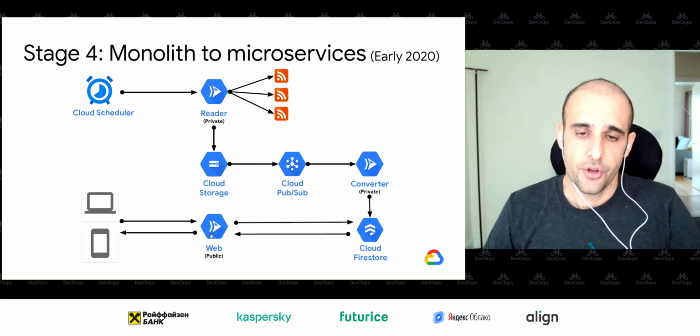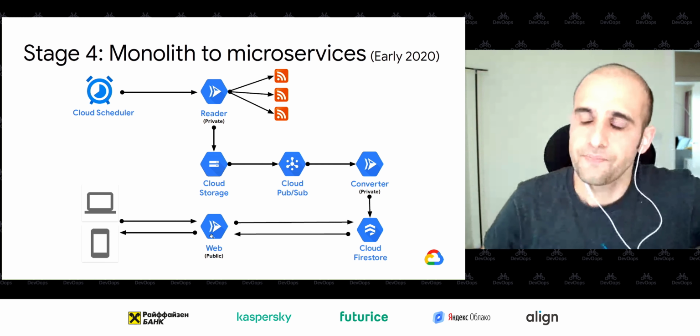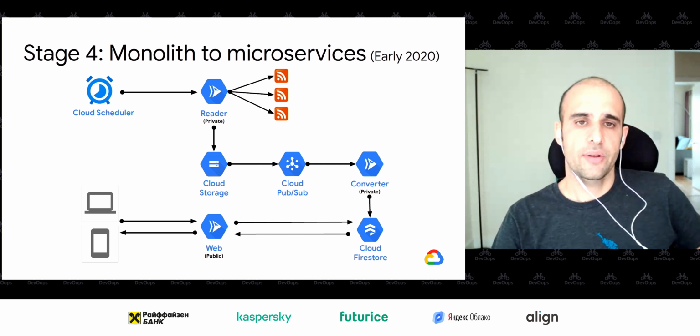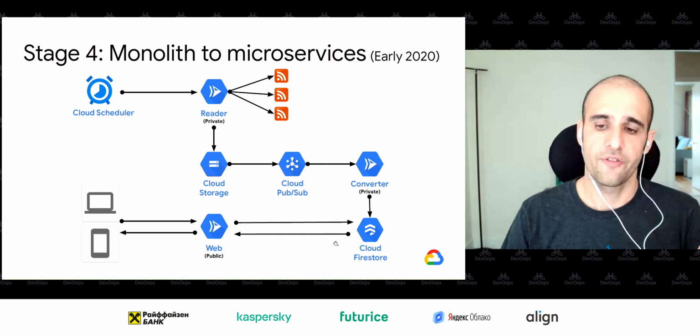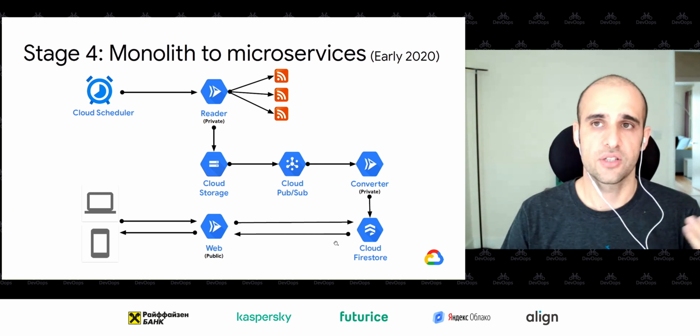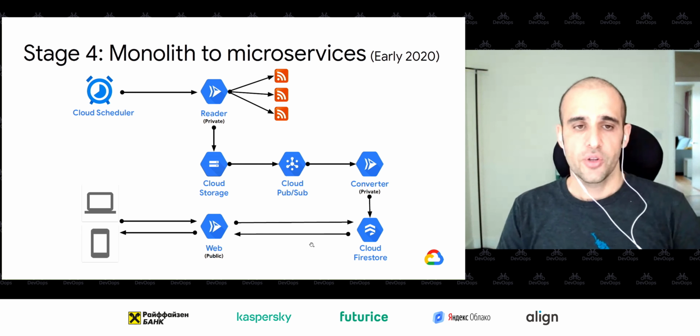And then we have a third service called Web. The Web is a public Cloud Run service. And all it does is, when users make a request to the Web API, it will just go and fetch it from the Cloud Firestore and just serve it back, right? So this is what we ended up with.